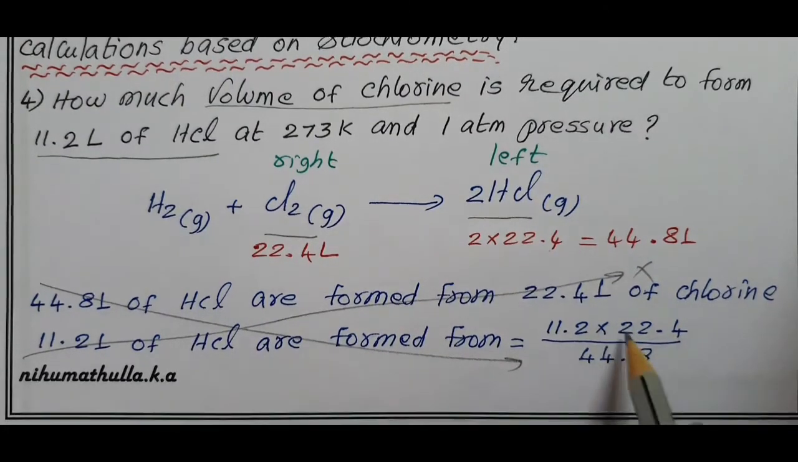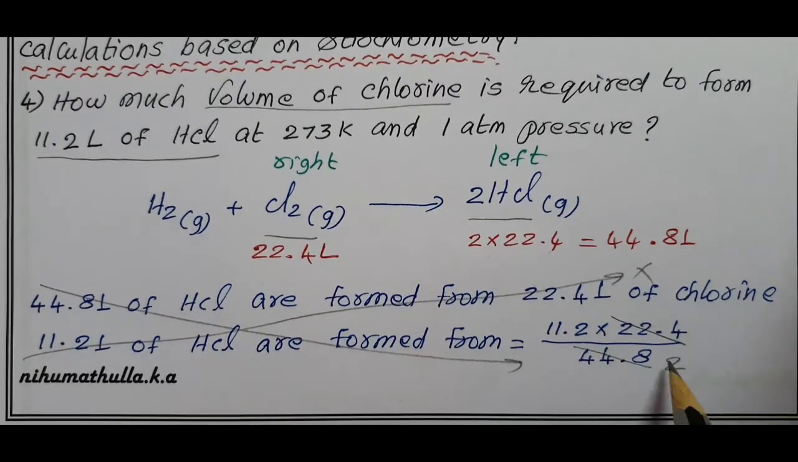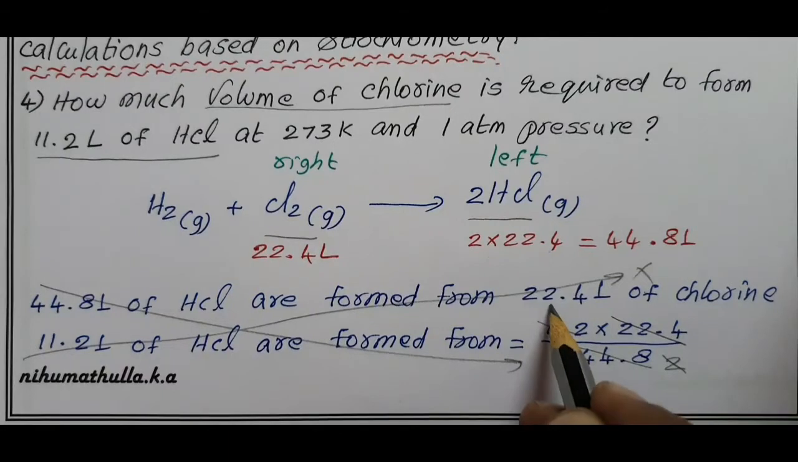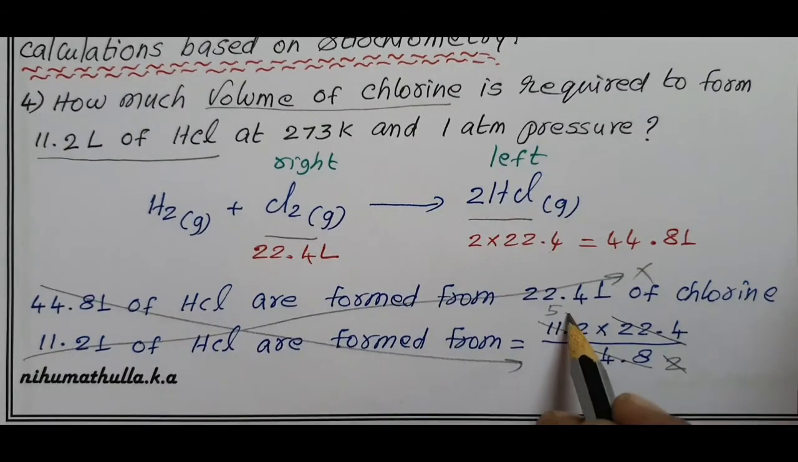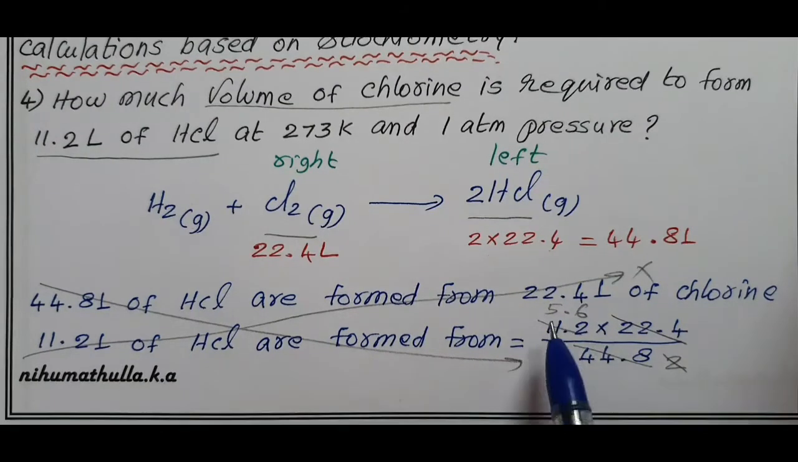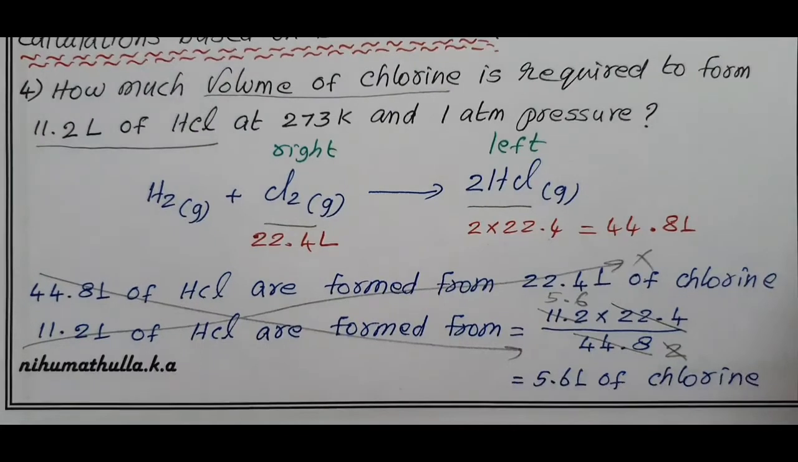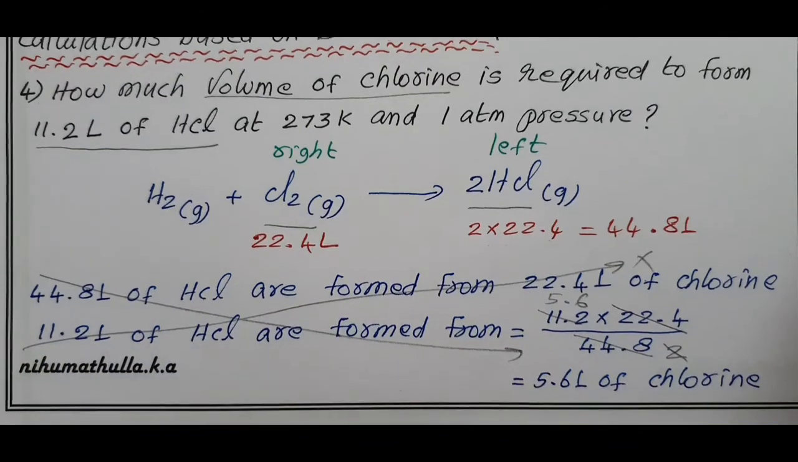11.2 into 22.4, and how many 22.4 in 44.8? 2. 1 2 is 2, 5 2s are 10, remaining 1 12, 6 2s are 12. So, what is the answer? 5.6 liters of chlorine is required, that is the answer. 5.6 liters of chlorine is required to prepare 11.2 liters of HCl.